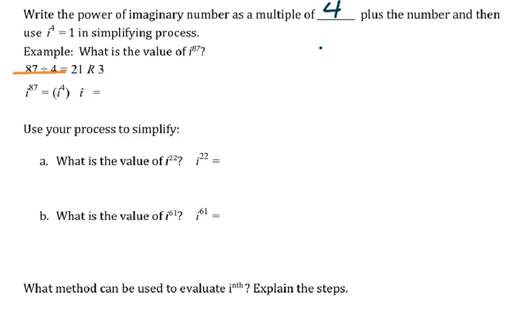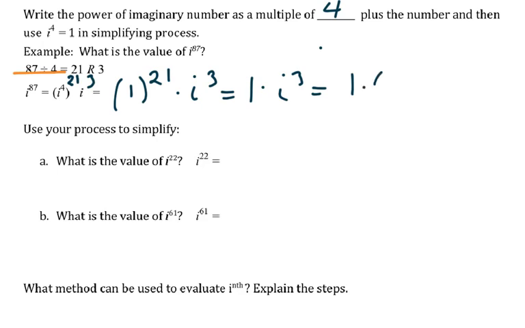So now I can rewrite I to the 87th as I to the fourth to the 21st times I to the remainder. And I know that I to the 4th is just 1, so I have 1 to the 21st power times I to the 3rd power. And 1 to the 21st power is just 1. And you can go back, look up on your paper, and we know that I to the 3rd is going to be negative I. So the answer is negative I.